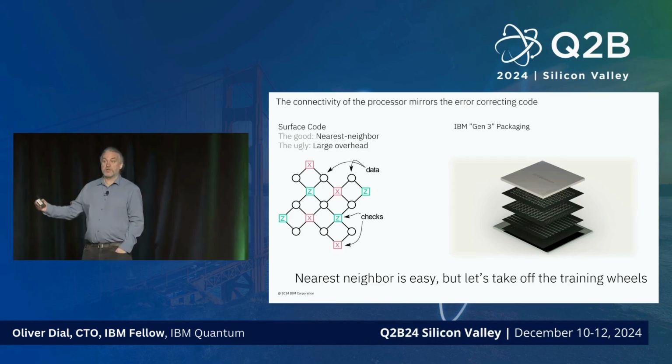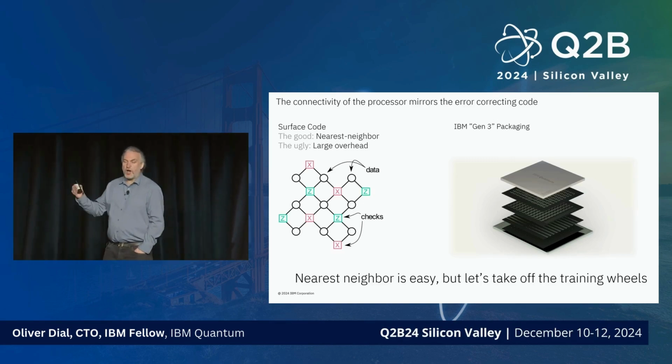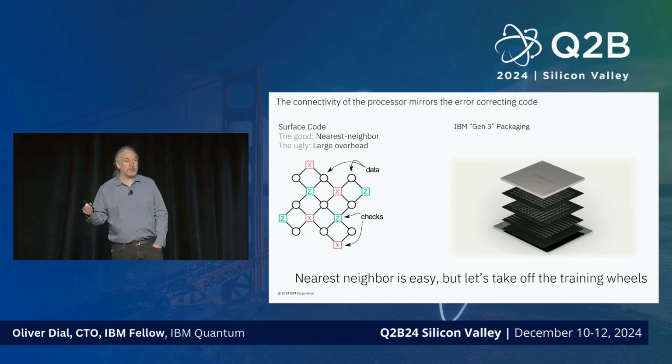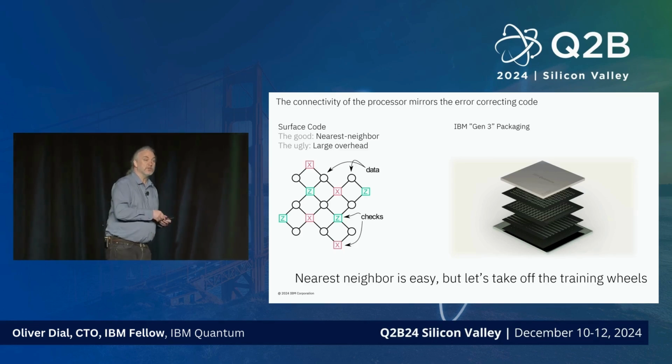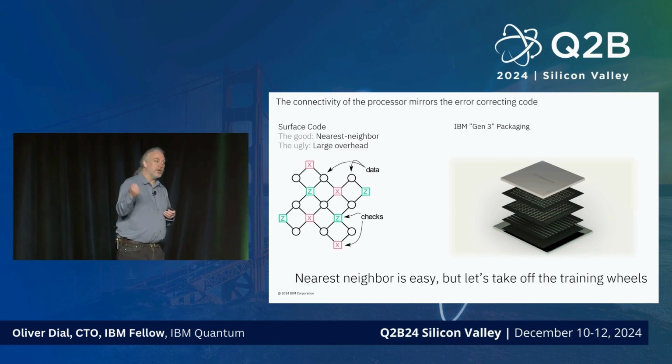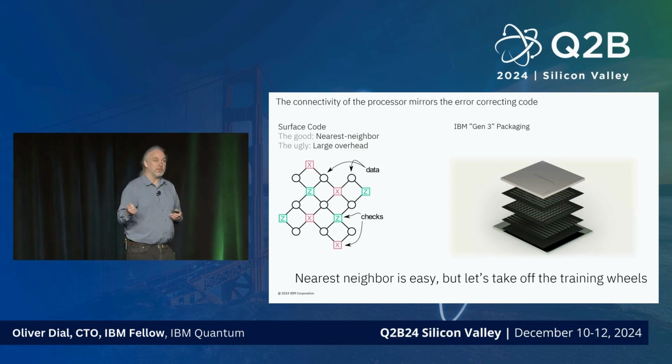An error-corrected quantum processor at its heart is super optimized for one thing, and that's doing parity checks to detect errors. In the context of most quantum computers, that means that we actually encode the error-correcting code that we're going to run in the connectivity of the processor.